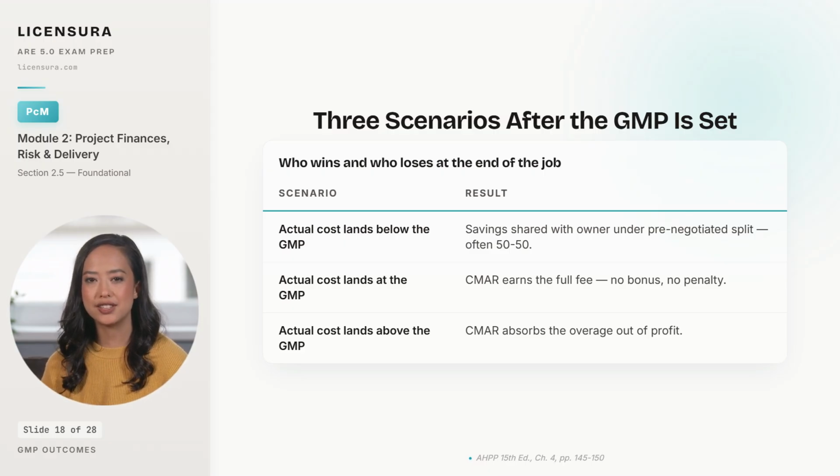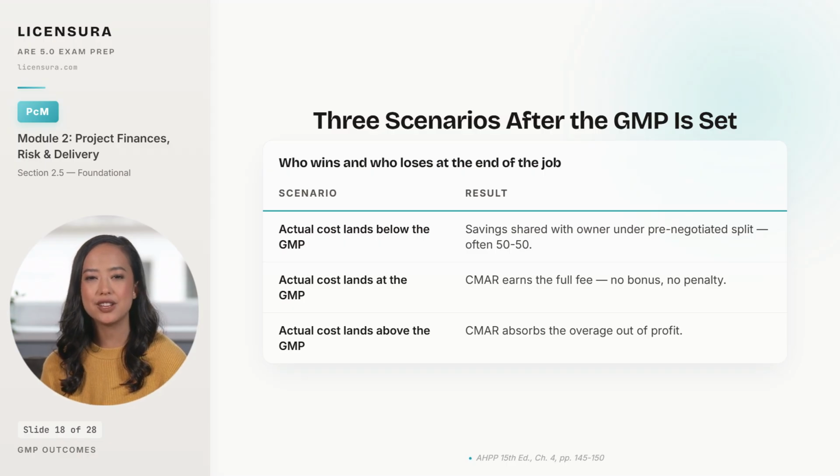If actual cost lands exactly at the GMP, the CMAR earns the fee they were promised, and the owner pays exactly what they expected to pay. And if actual cost lands above the GMP, the CMAR absorbs the overage. They eat it out of their profit. That last scenario is the at-risk part of construction manager at risk. The contractor has put their own fee on the line as the guarantee.